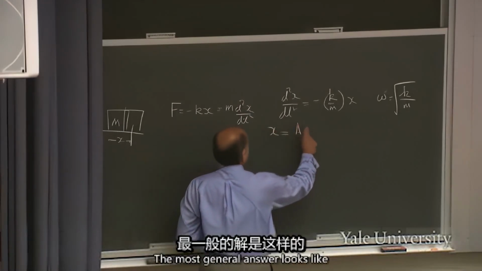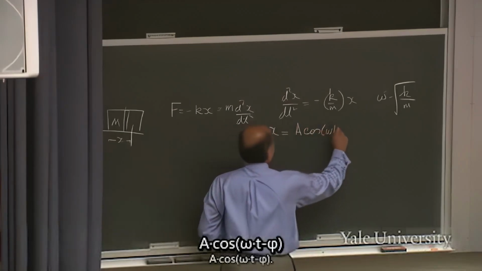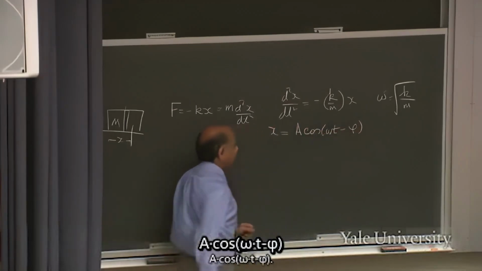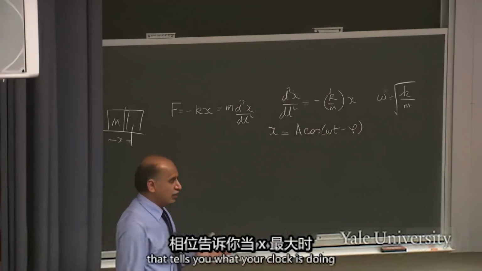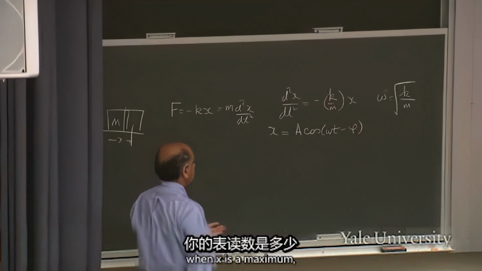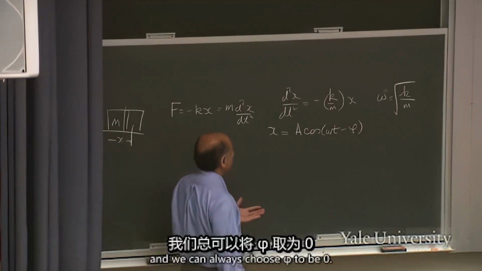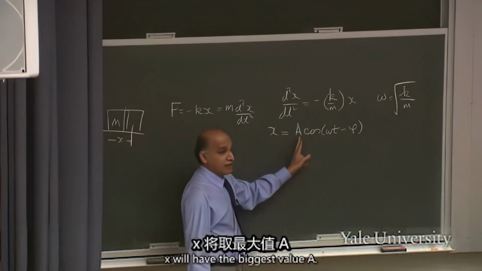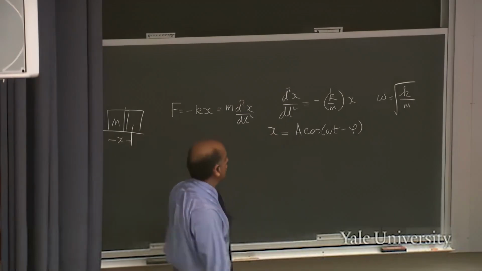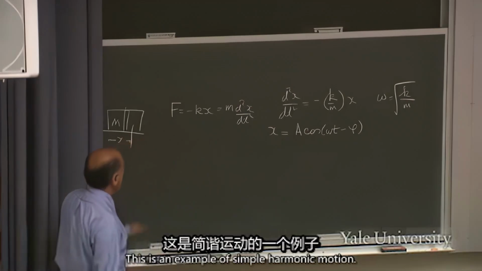The most general answer looks like A cosine omega t minus phi. A is the amplitude, phi is called the phase. That tells you what your clock is doing when x is a maximum. And we can always choose phi to be 0. That means when the time is 0, x will have its biggest value A. This is an example of simple harmonic motion.